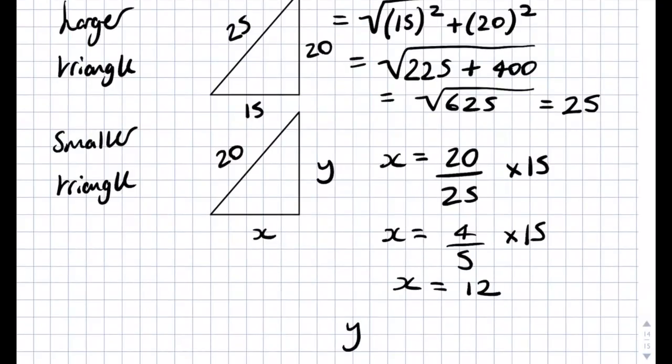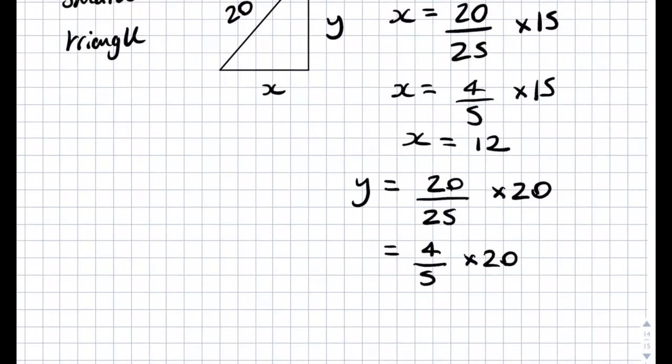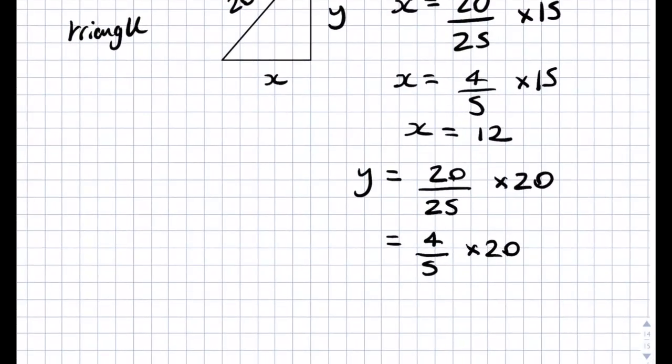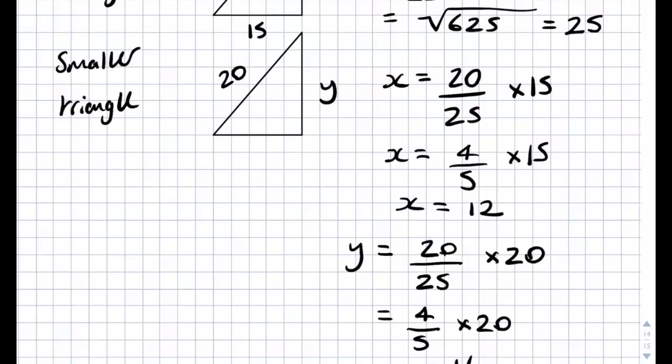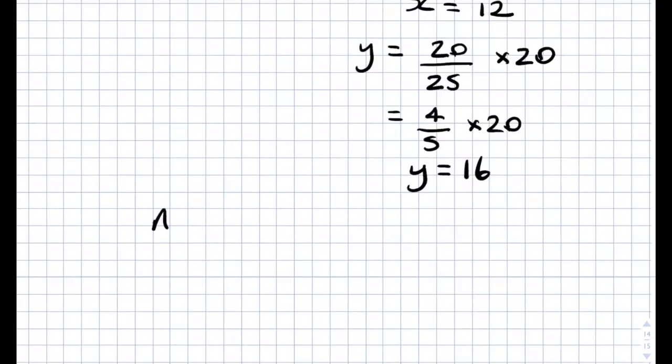Now we can do the exact same for side y. Side y is going to be 20 over 25 times 20. And again, that simplifies to 4/5 times 20. And 20 divided by 5 is 4, and 4 times 4 is 16. So y is 16. Okay, so now we can replace this side with 12 and this side with 16. And now all we need to do is work out the area of these 2 triangles.